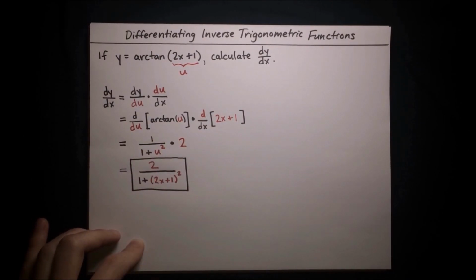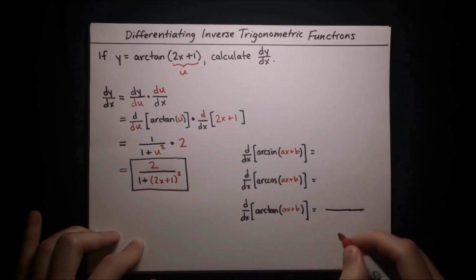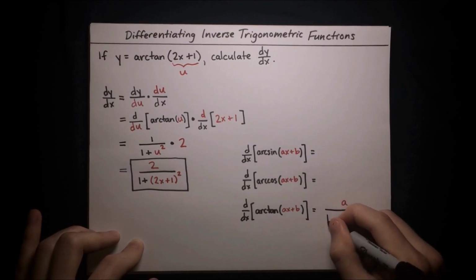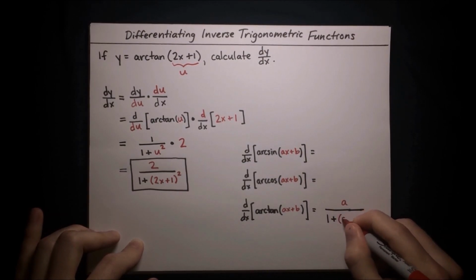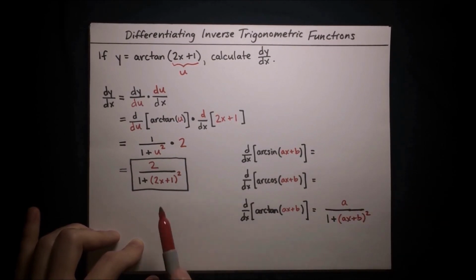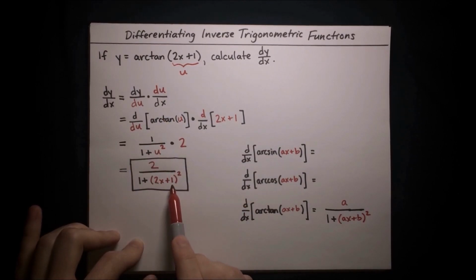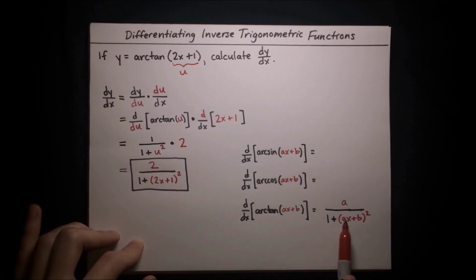We can use this reasoning to come up with several formulae for the derivative of an inverse trig function with a linear argument. Let's go ahead and write these down. The derivatives of arc sine, arc cosine, and arc tangent of a linear argument ax plus b. First of all, the derivative of arc tangent of ax plus b is just a over 1 plus ax plus b, the quantity squared. You can see that in our solution here. a was 2, 2 appears in the numerator, and then the full expression ax plus b, which is 2x plus 1, appears in the denominator. Matches up.